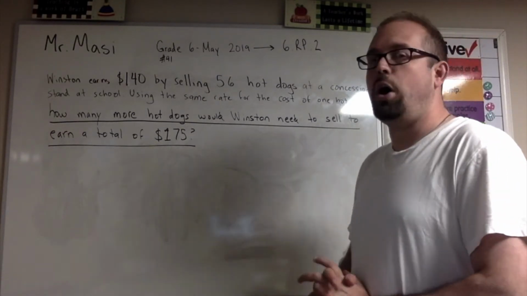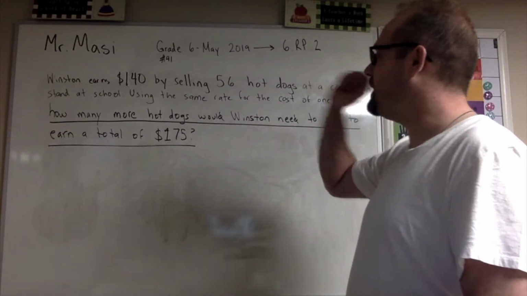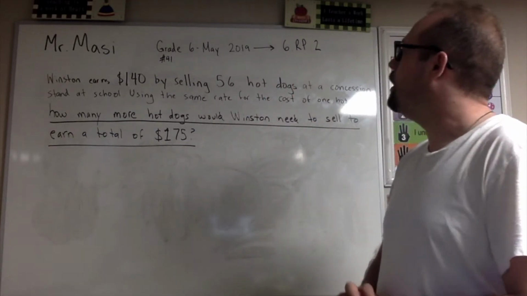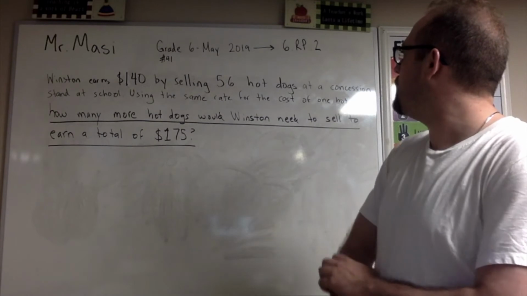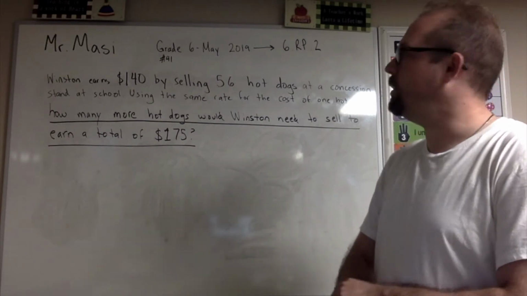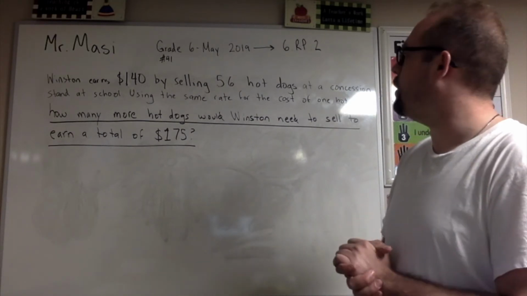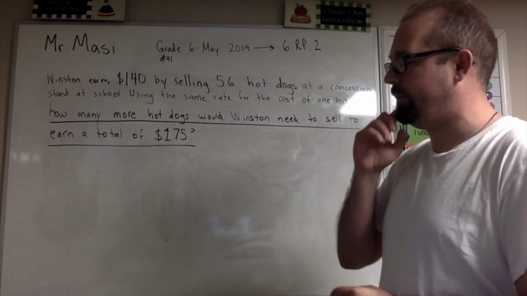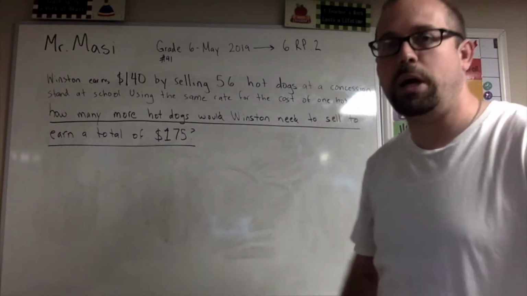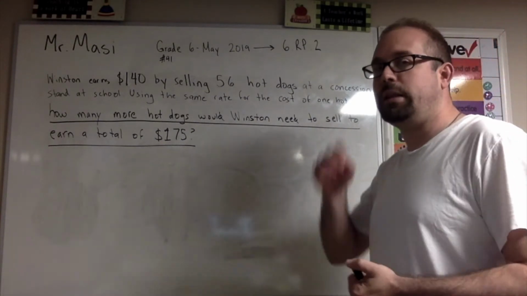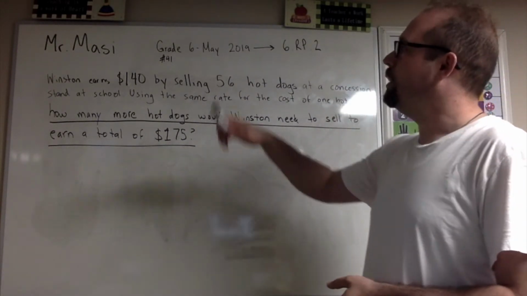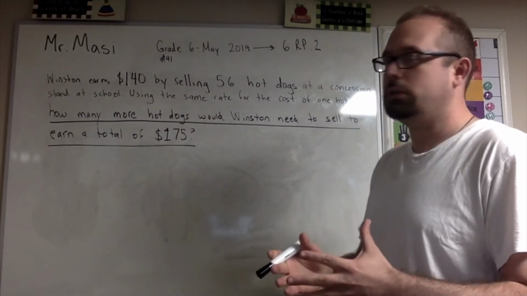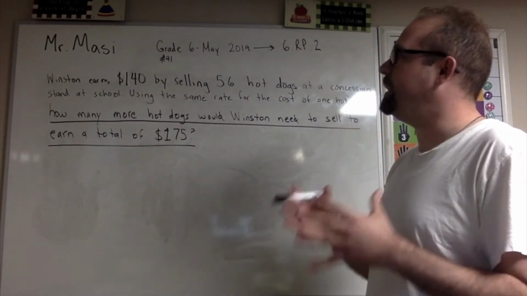Winston earns $140 by selling 56 hot dogs at a concession stand at school. Using the same rate for the cost of one hot dog, how many more hot dogs would Winston need to sell to earn a total of $175? Okay, so we look at this question and we have a lot that we have to figure out. So Winston earned $140 for selling 56 hot dogs.